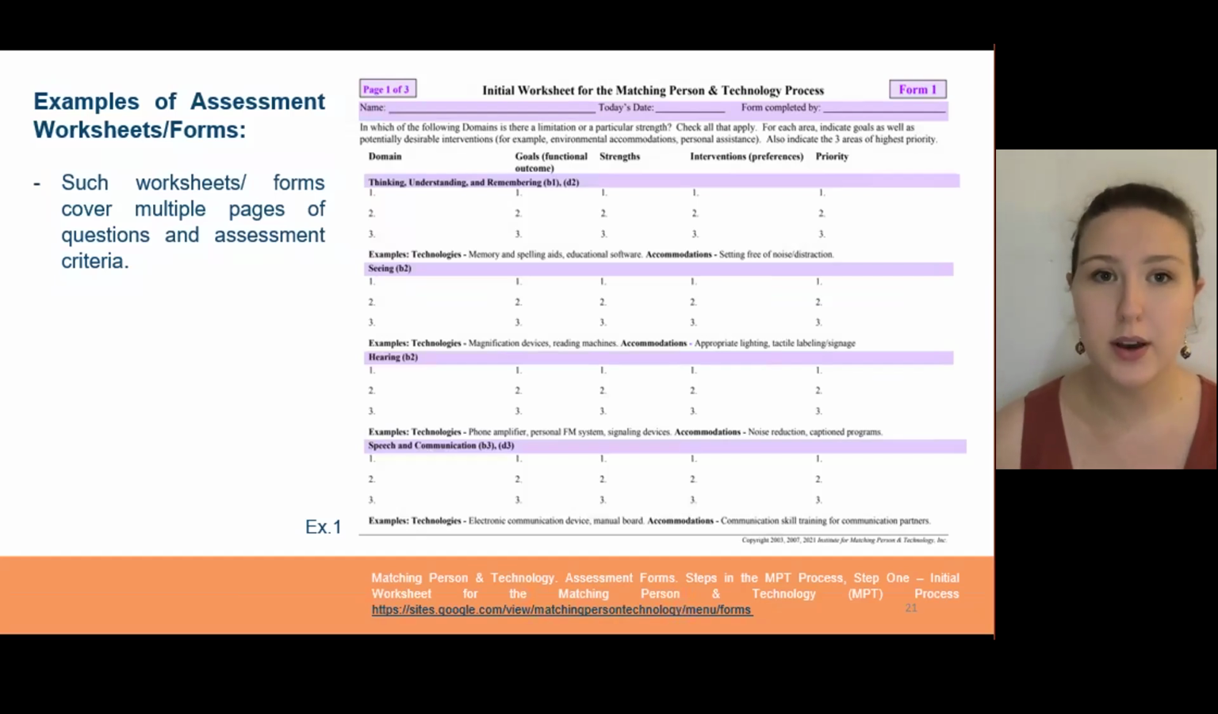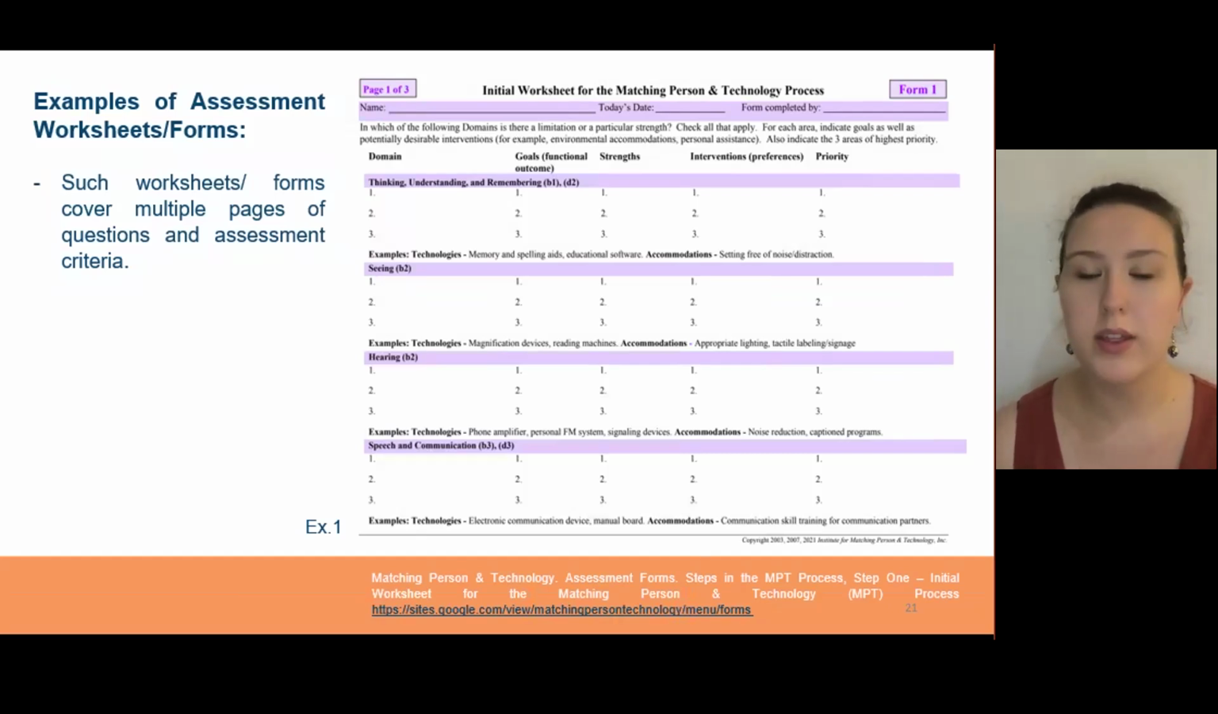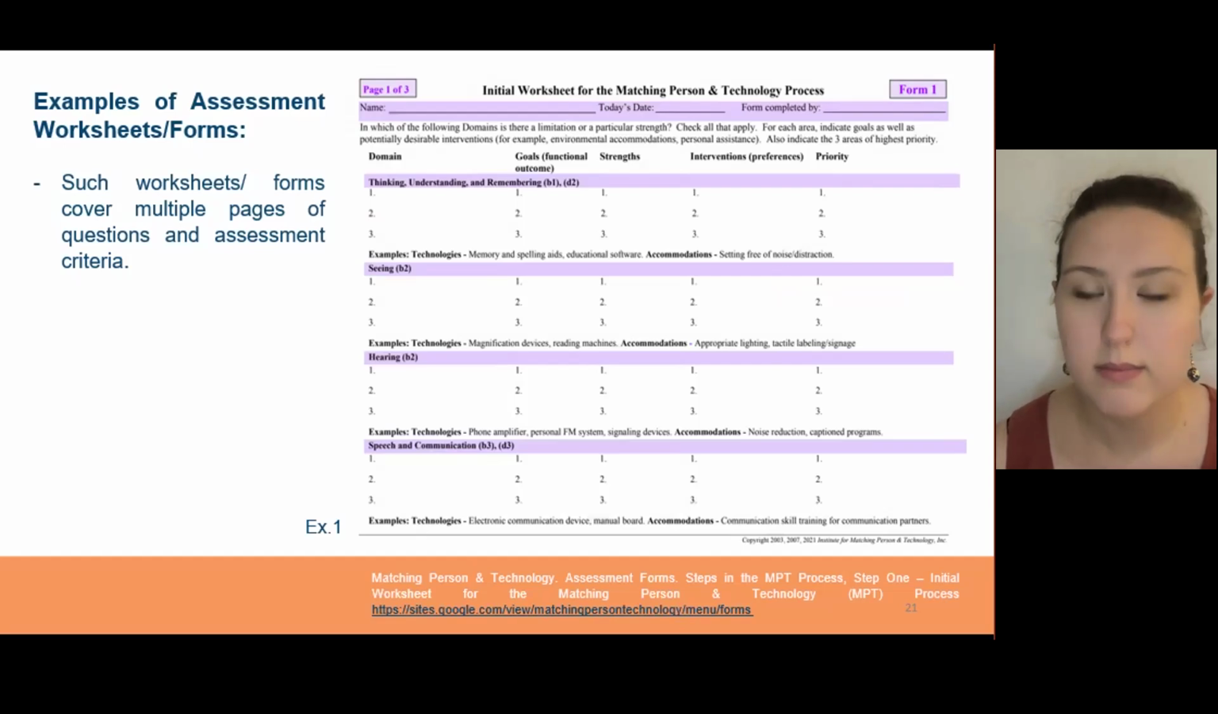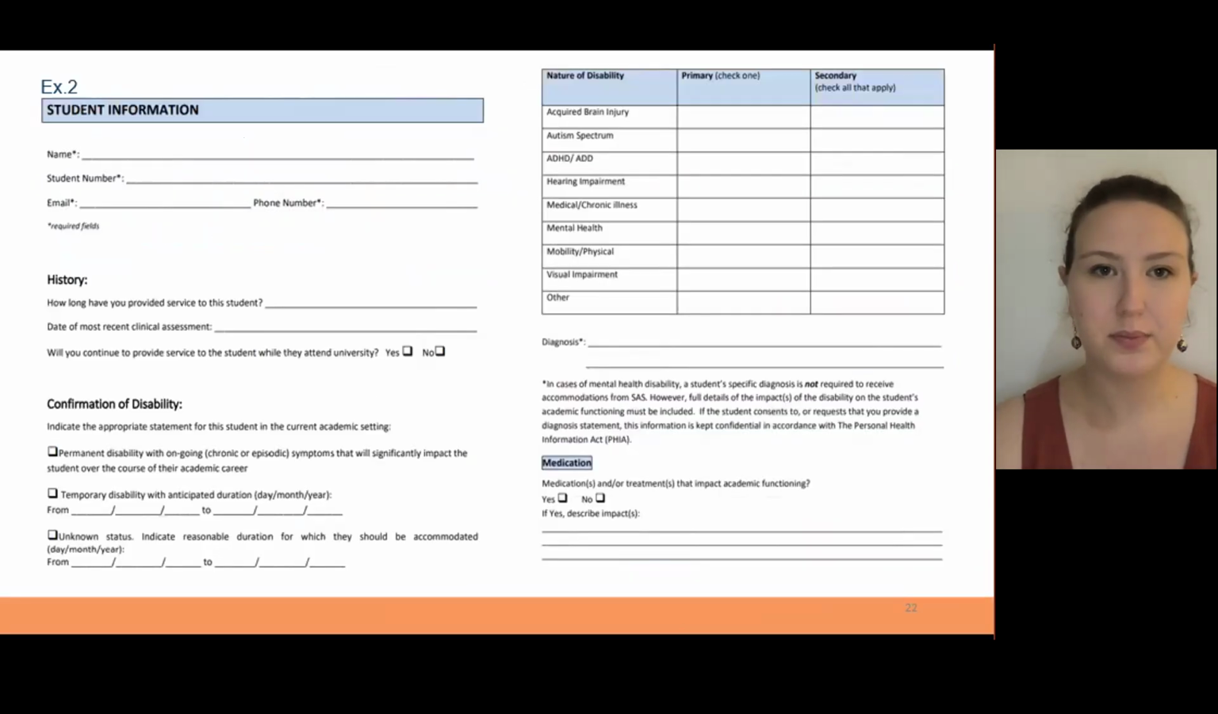Here are some examples of assessment worksheets and forms. These assessment sheets and forms cover multiple pages of questions and assessment criteria, covering all the areas of what a student may need, their access requirements, their learning struggles, how they process certain information, all kinds of areas. Of course, their name and their basic information.